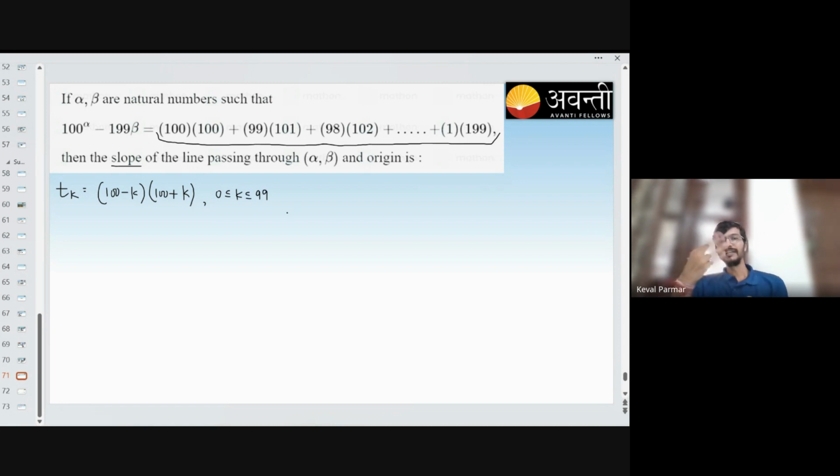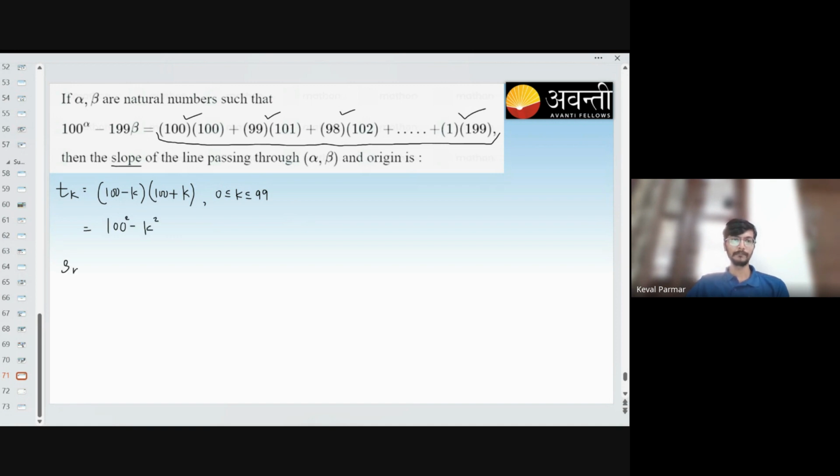If we didn't understand whether our general term or kth term is correct, just put values of k. If I put k equals 0, I'll get this. If I put k equals 1, I'll get this. If I put k equals 2, I'll get this. And if I put k equals 99, I'll get this. That means this is correct. So this is basically (a minus b)(a plus b), so a square minus b square.